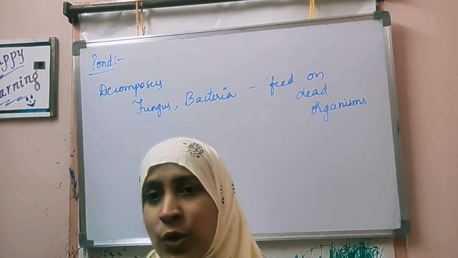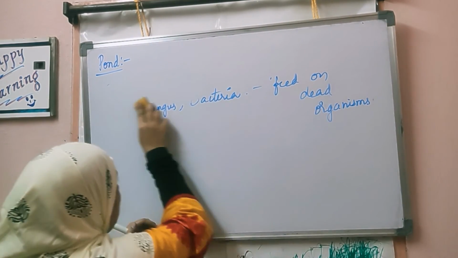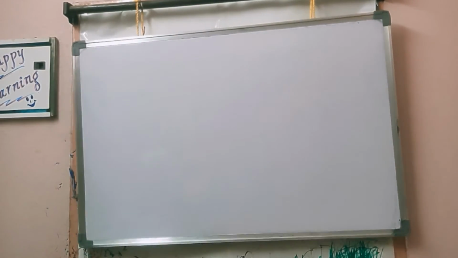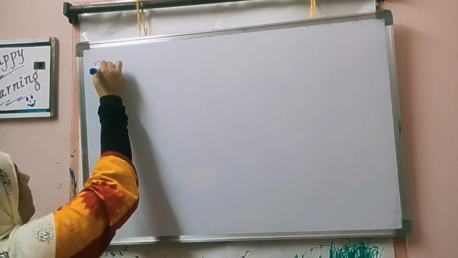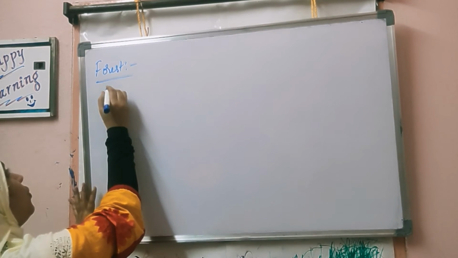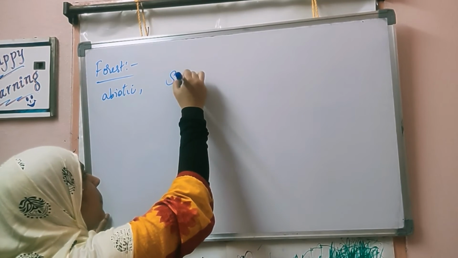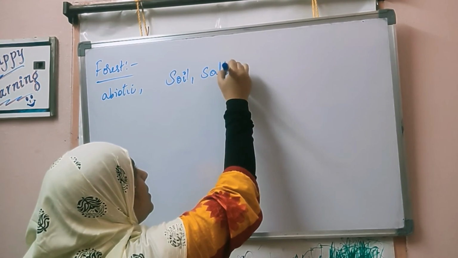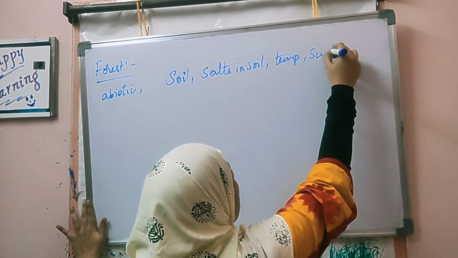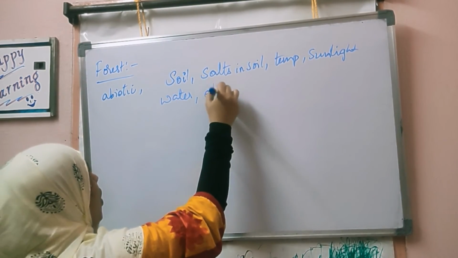Next, coming to the forest ecosystem. The second type, the terrestrial ecosystem, is the forest ecosystem. What are the components present in a forest ecosystem? Abiotic components: again all the things come into play. Soil, salts present in the soil, temperature, sunlight, water, etc. all come into play.